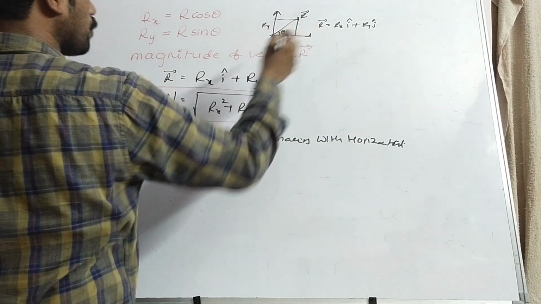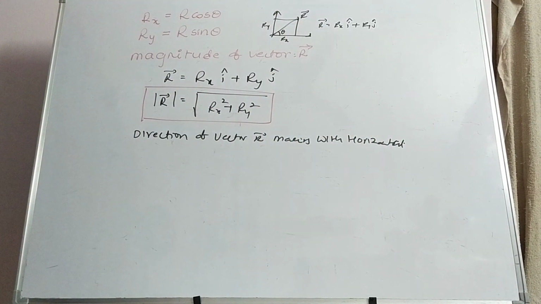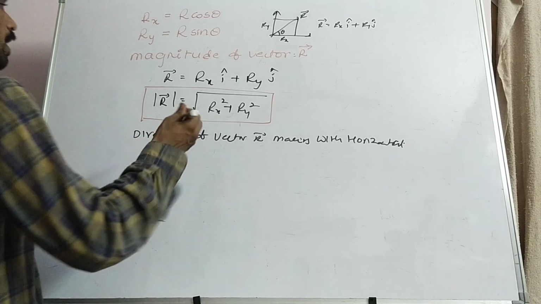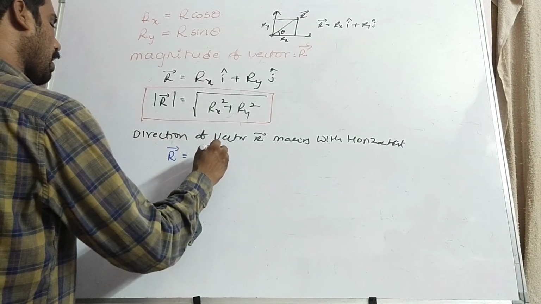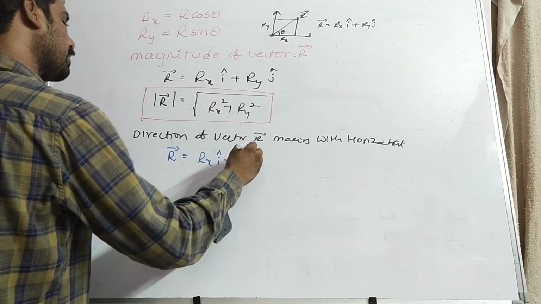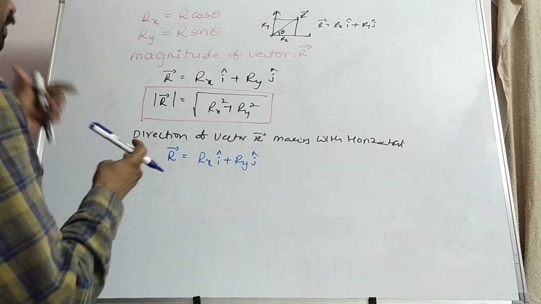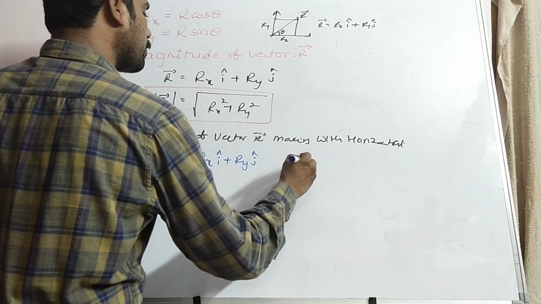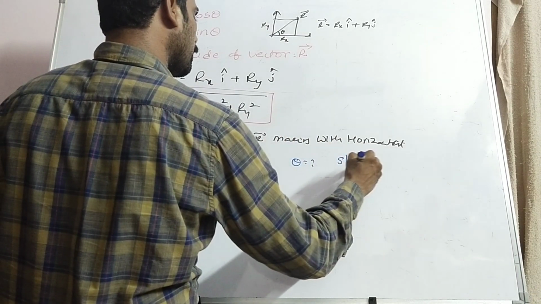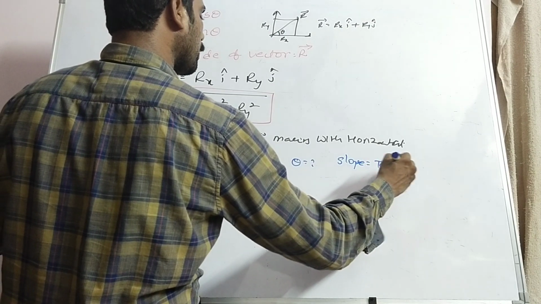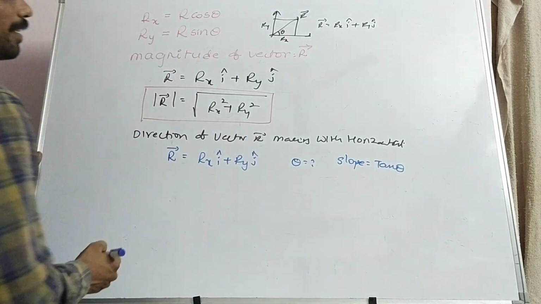So here is the theta, is there? No? That will be the direction. So further we have, let's say, r bar is equal to rx i cap plus ry j cap. Now we have to find the angle. Theta will be the direction. Why? Because slope is equal to tan theta.